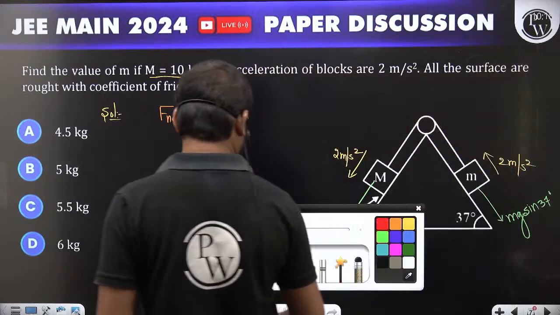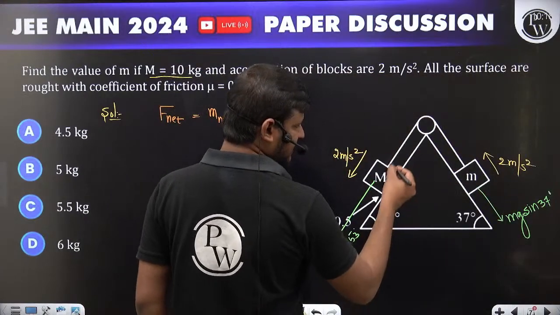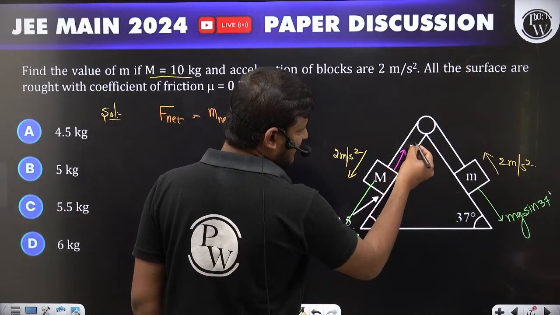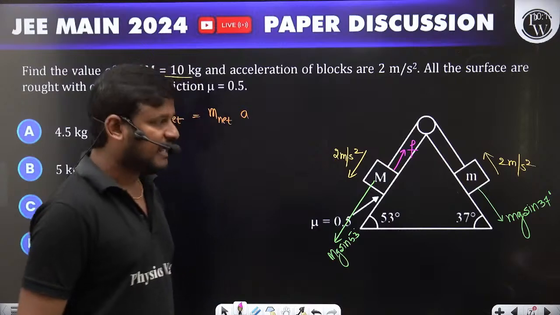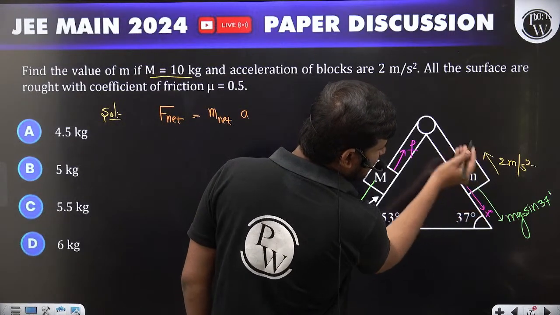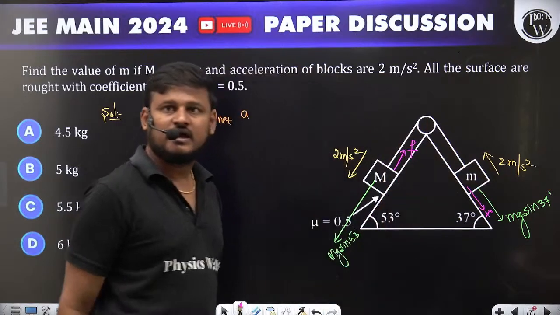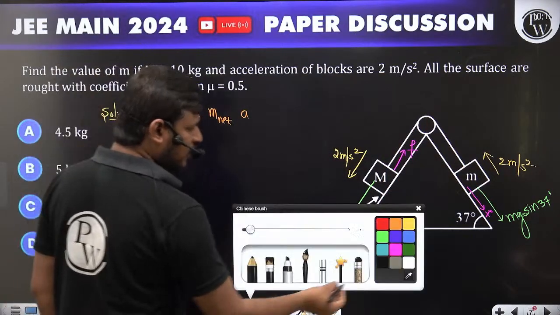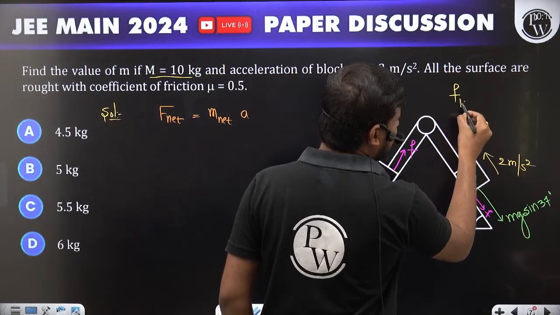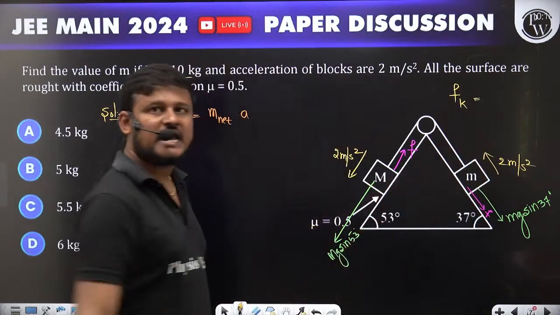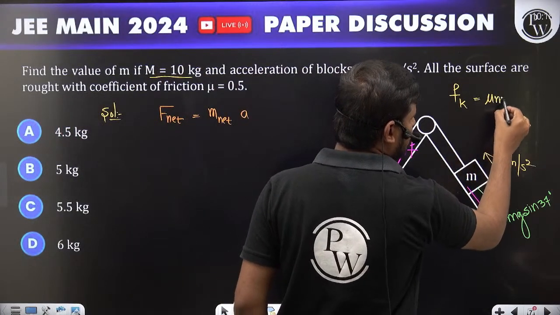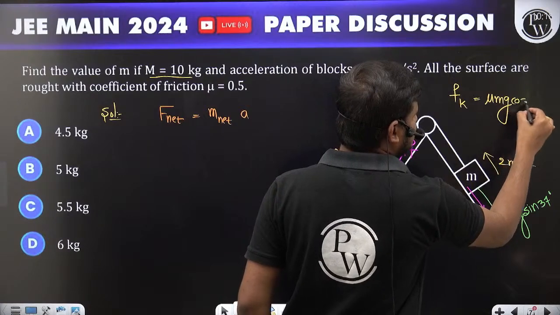Now as the object moves this side, accelerating this side, the friction will act here like this, and here the friction will act this side because the acceleration is upward, right? So then the overall forces that I can write, the kinetic friction will act because the blocks are accelerating. You know the kinetic friction formula, mu mg cos theta.